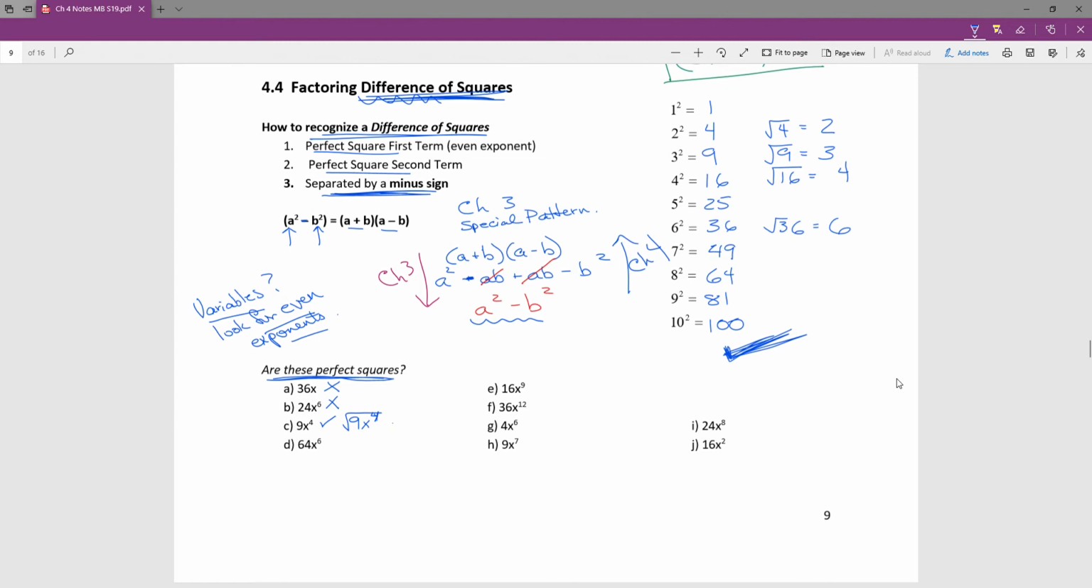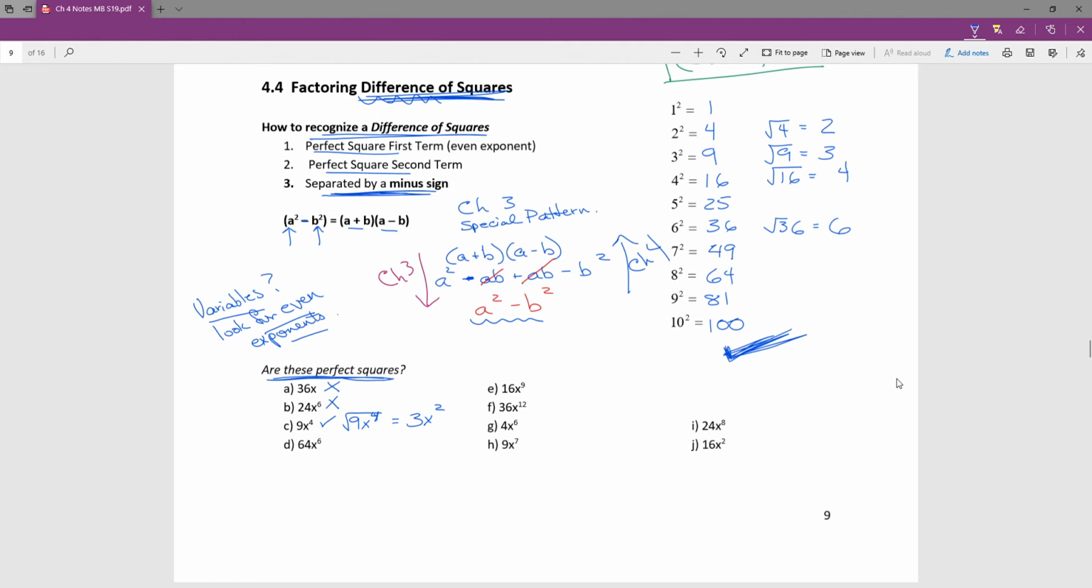You can use your calculator to take the square root of a number. So that's a 3. And if you were to take the square root of x to the 4th, saying what times itself would give you x to the 4th, well, that would be x squared. Okay, let's move on through a few more of these so you can see what is a perfect square, what isn't, and if it is a perfect square, how do you take the square root of it?